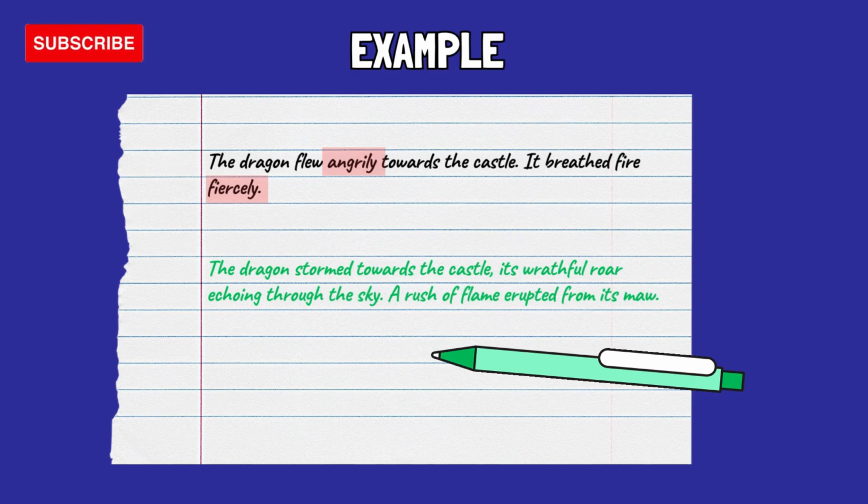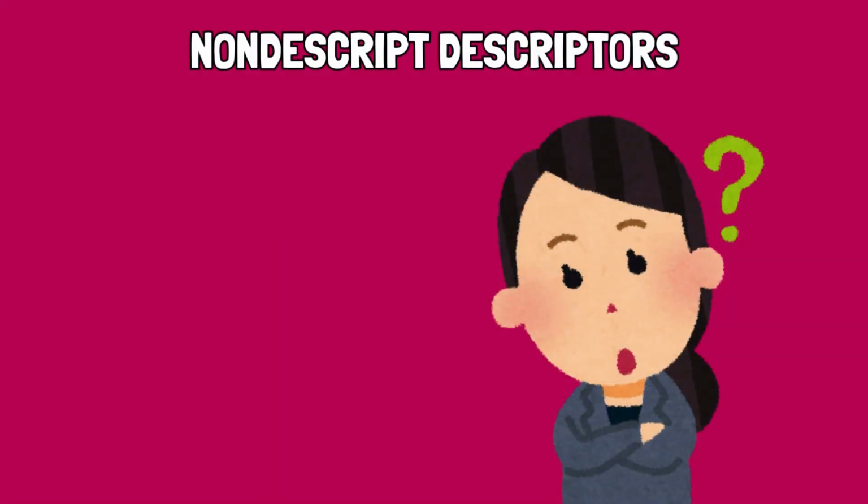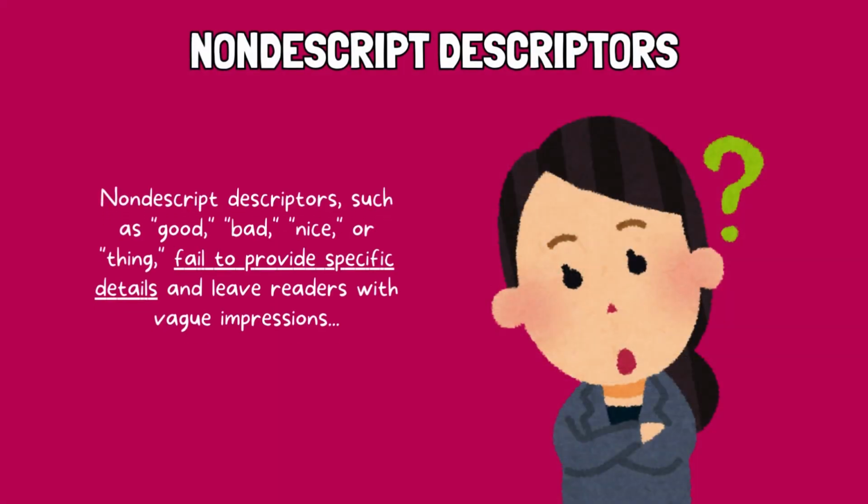By replacing the adverbs with stronger verbs like stormed and erupted, and adding vivid imagery, the scene becomes more dynamic and engaging. Of course, there are instances when an adverb can enhance a description. For example, "she whispered softly" conveys a different nuance than "she whispered." However, it's crucial to use them judiciously. You should also look out for nondescript descriptors.